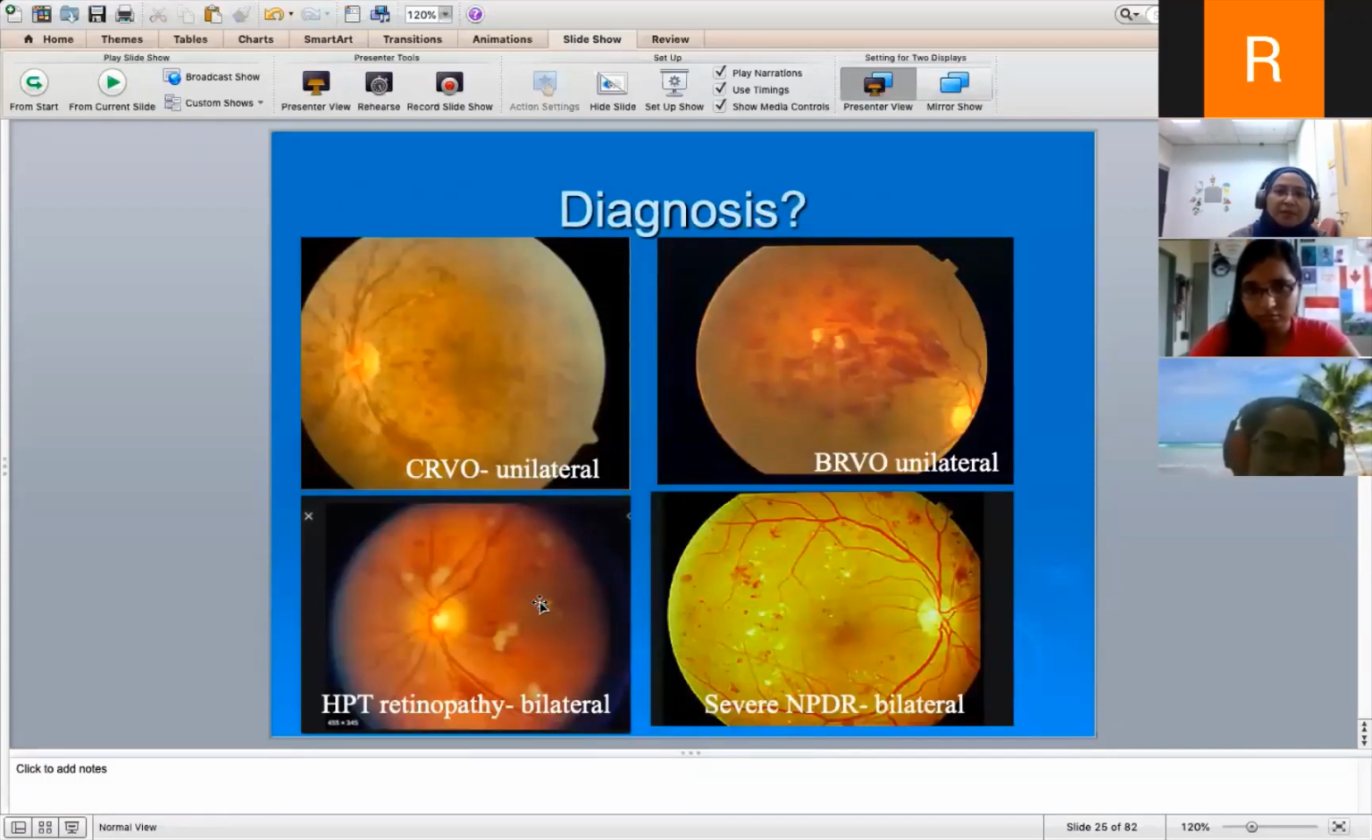Now let's look at the differences. Again, this is the RVO, commonly unilateral. BRVO, branch retinal vein occlusion, is commonly unilateral as well, and sectoral. Hypertensive retinopathy, you can see it's in all quadrants, and it has to be bilateral most of the time. And then your severe NPDR is also bilateral. Severe NPDR, you see a lot of these blood hemorrhages.